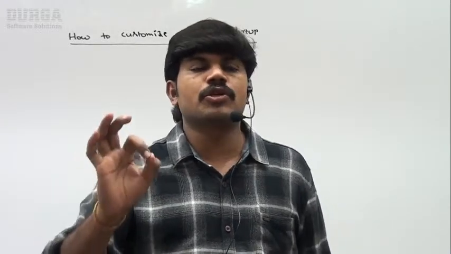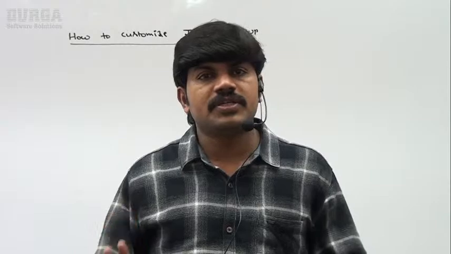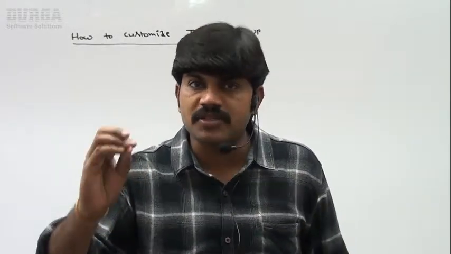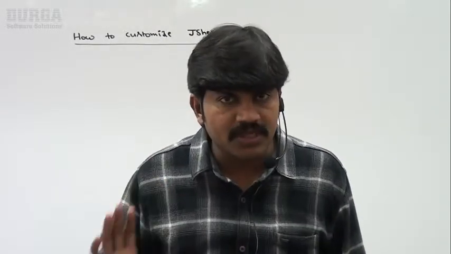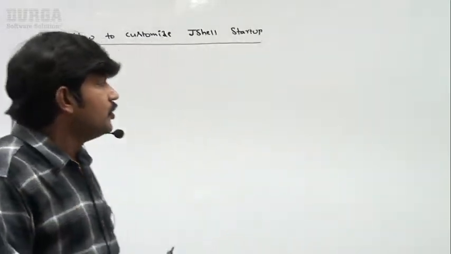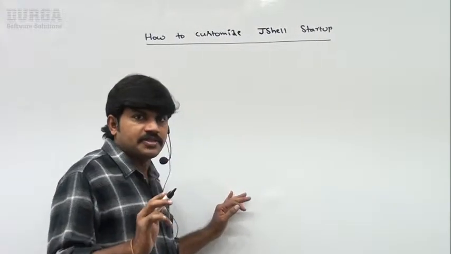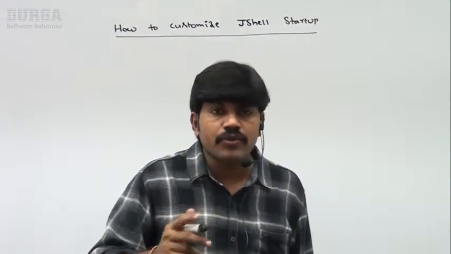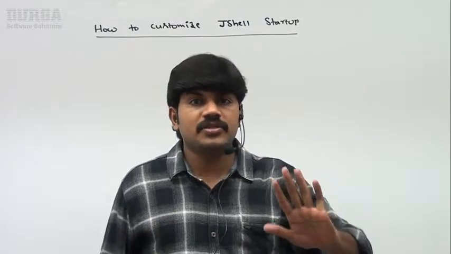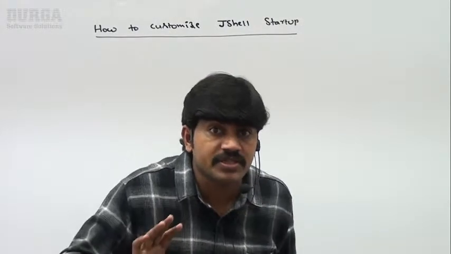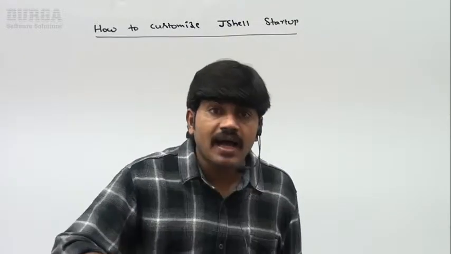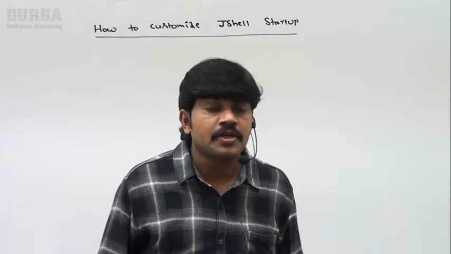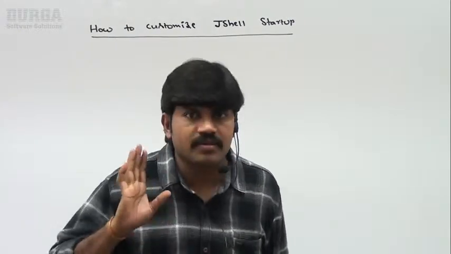But before that, you people should be aware that at the time of JShell execution, at the time of JShell startup, some snippets will be executed automatically. Those snippets are by default considered as what? JShell startup snippets. Are you able to understand, right? So the snippets which are executed automatically at the time of JShell startup are by default considered JShell startup snippets. So now I want to define my own snippets as JShell startup snippets, right? Is it possible to customize or not? That's what you should be aware of.